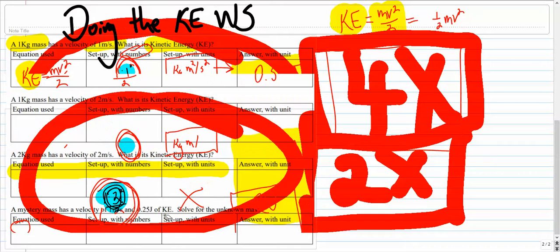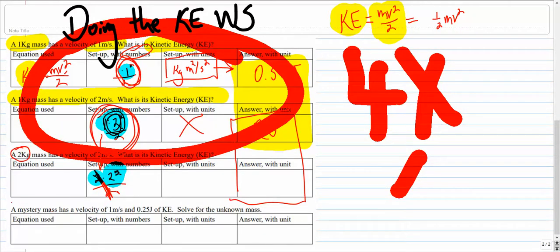Okay, let me clear this off a little bit. So this bottom problem here says mystery mass. That means we're going to have to solve for m. So you guys have done the manipulated equation quiz already, so you should be able to get m by itself in this equation. So what am I going to do? I'm going to do it right here.